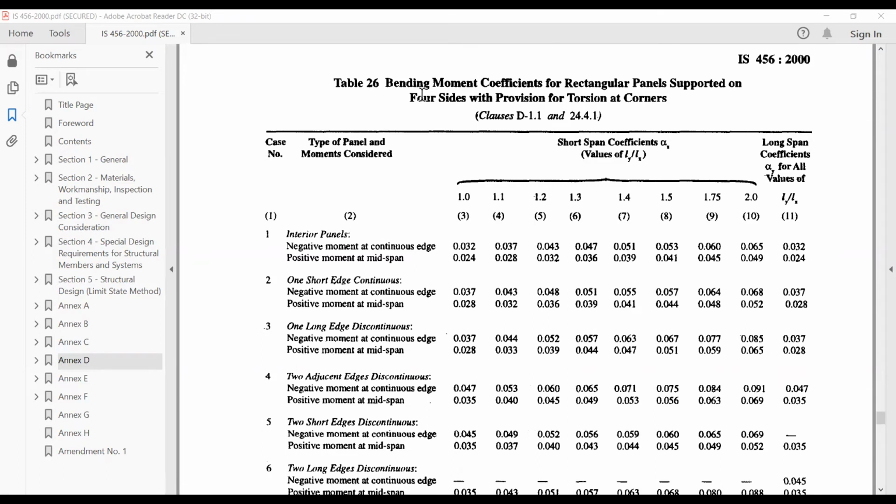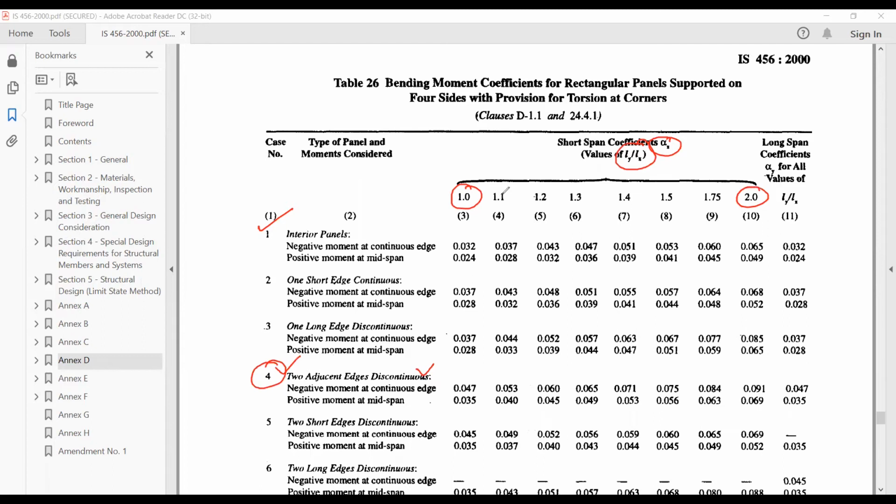In this case, you can see these are the cases, and if we look at case number 4, this is our case that we will be considering to calculate the value of alpha x and alpha y. In this, two adjacent edges are discontinuous. So this is our case. Now to calculate the value of alpha x, you can see here, this alpha x is dependent on the value of Ly by Lx. And there are various values of Ly by Lx from 1 to 2.